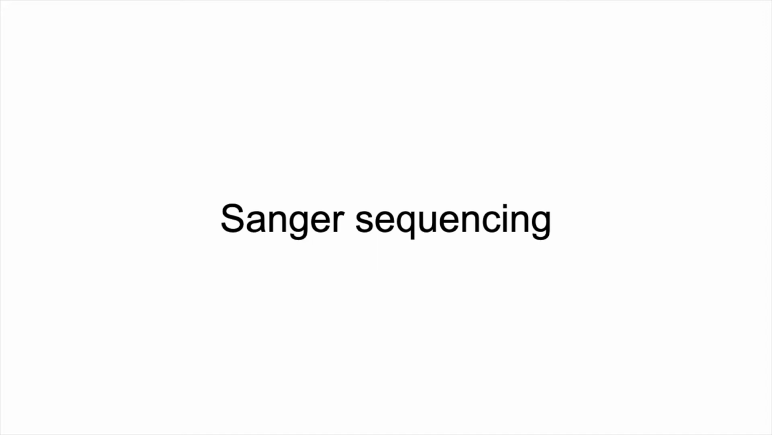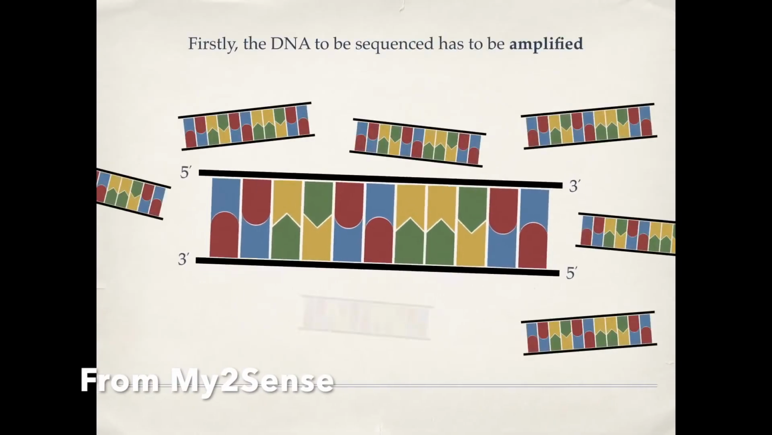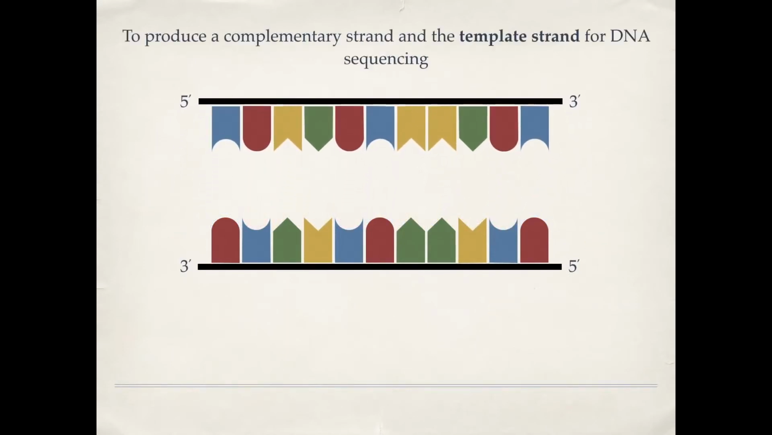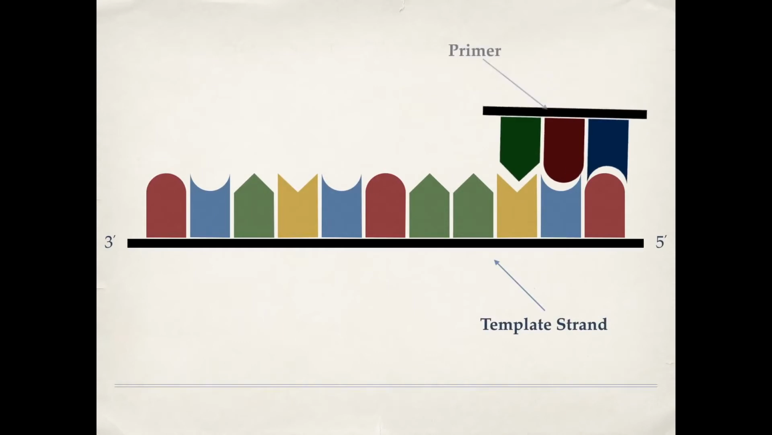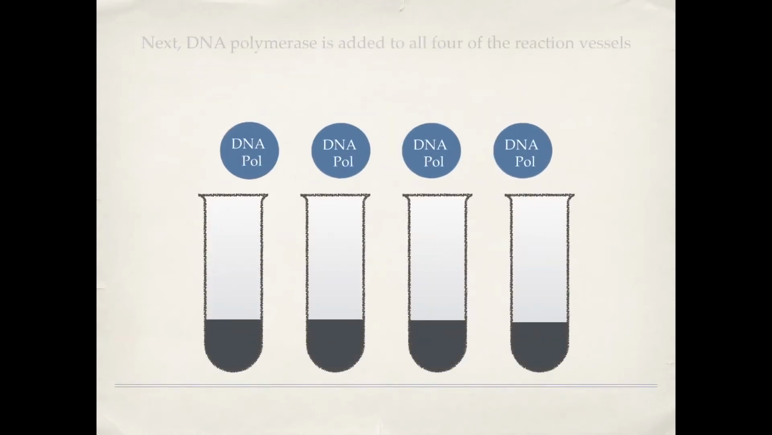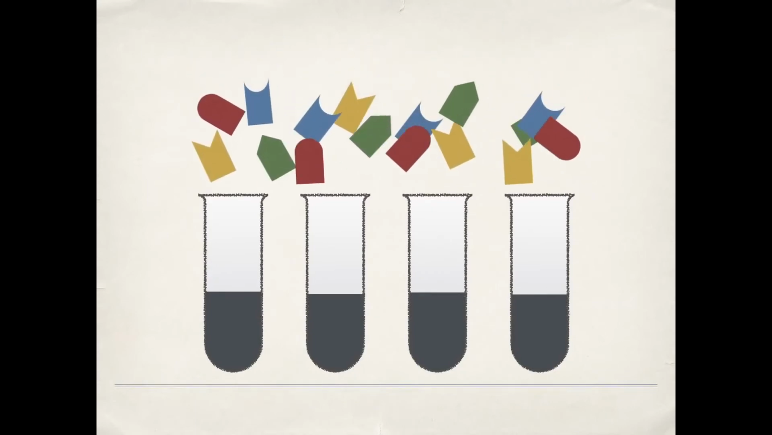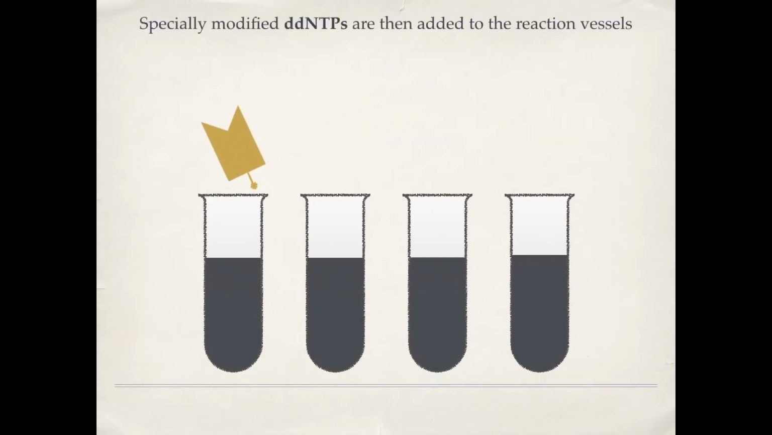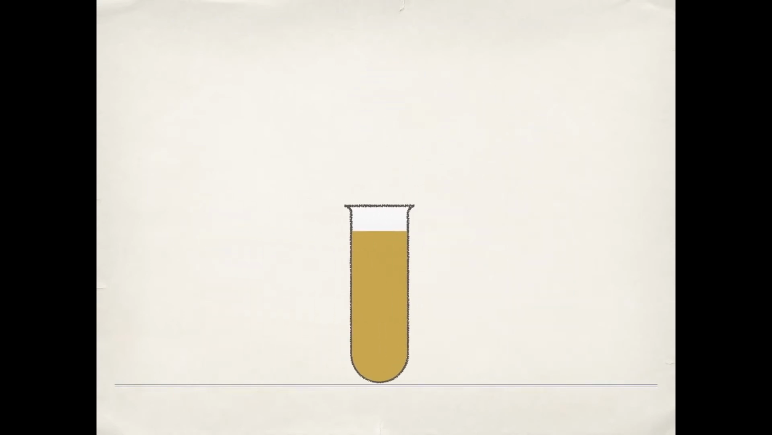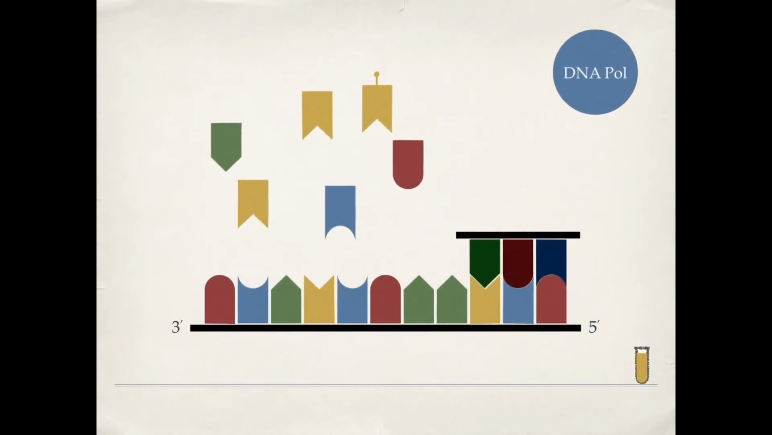Sanger sequencing. The DNA sequence of interest is used as a template for a special type of PCR called chain termination PCR. Dideoxyribonucleotides lack the 3' OH group required for phosphodiester bond formation, and they are also fluorescently labeled. When they attach, extension stops.